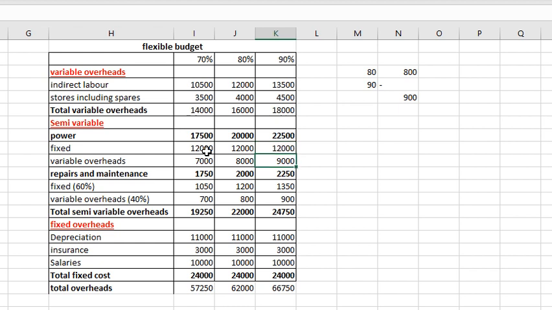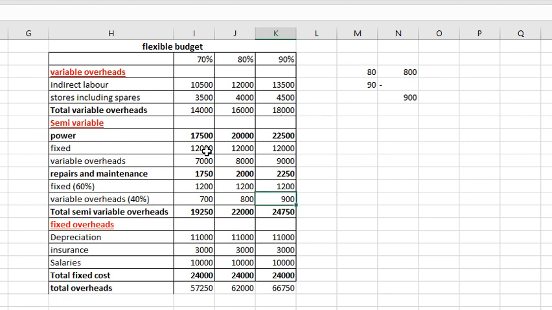So next, we finish under power our variable expenses. Now under repair also, what we have done, we have cross multiplied the fixed overhead as well. So it is different here. Always remember, fixed should remain the same irrespective of the capacity. So initially, what was the fixed expense? 1,200. It will remain the same for 70% capacity as well as for 90%.